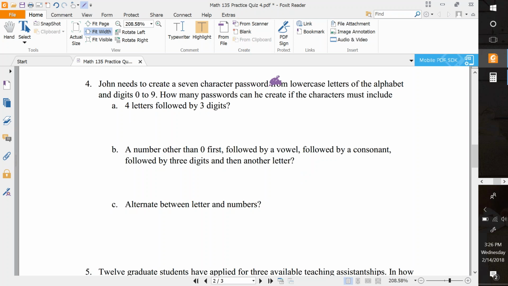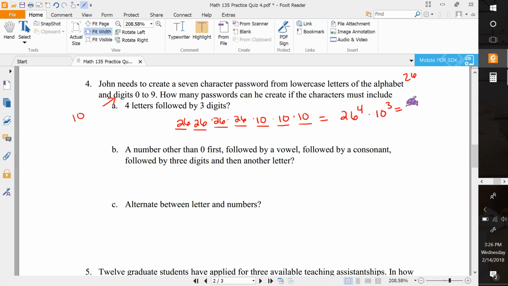Okay, let's look at number 4. John needs to create a 7-character password from lowercase letters of the alphabet, which means there are 26 elements there, and digits 0 to 9, which means there are 10 elements here. How many passwords can he create if the characters must include 4 letters followed by 3 digits? They did not say that we can't repeat, so we're going to assume that we can repeat the letters and the digits. So 1, 2, 3, 4, 1, 2, 3. 4 letters means that I can choose any of 26 letters for those first spots, so 4 spots, 26 letters each. 3 digits means I can choose 10 for each of those. So this is the multiplication principle. This would be 26 to the 4th times 10 to the 3rd, which I'll work out.